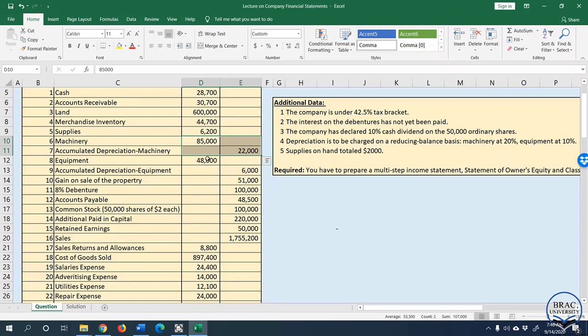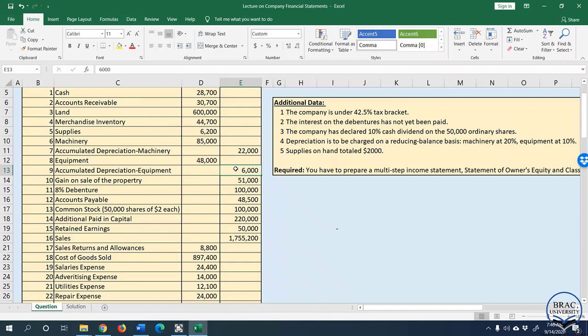Similar thing goes for the equipment as well. We are also following the reducing balance method on the equipment, and the percentage applicable for the equipment is 10%. So first we have to calculate the book value of the equipment. 48,000 minus 6,000, we get 42,000. Then we will charge depreciation on this 42,000 book value. So remember that, don't make a mistake.